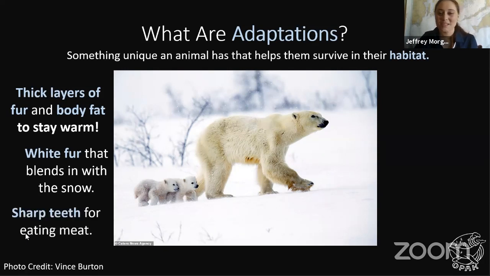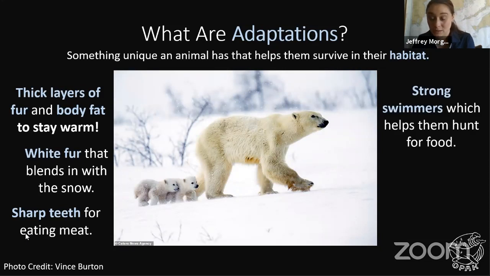Here we go. So another adaptation that polar bears have are really sharp teeth to eat meat. They're carnivores, and their diet consists mostly of seals. And in order to hunt for those seals that they need to survive, they are really strong swimmers. That is a very important adaptation that these polar bears have.